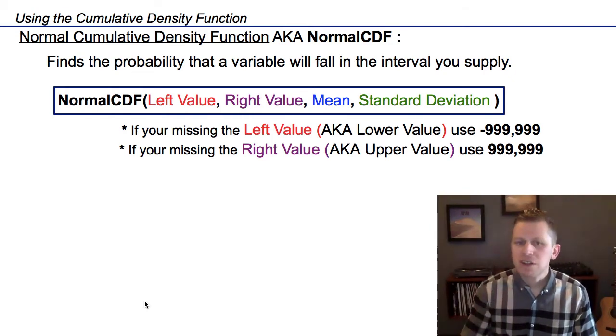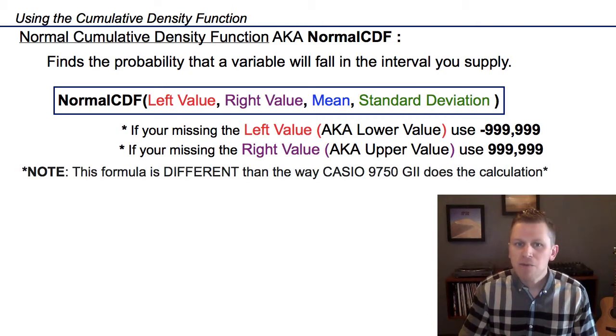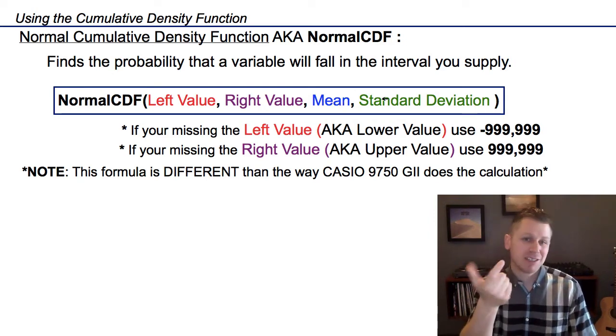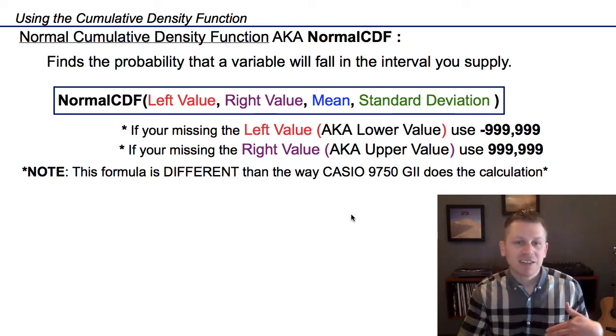And one other thing to note that won't affect us today is sometimes this formula is different depending on your calculator. I know personally that if you use a Casio 9750 G2, it does this calculation a little backwards. Specifically, it replaces the mean and standard deviation in opposite spots. Not something that's going to affect us today, but something to keep in mind.